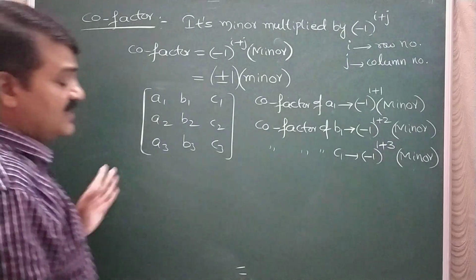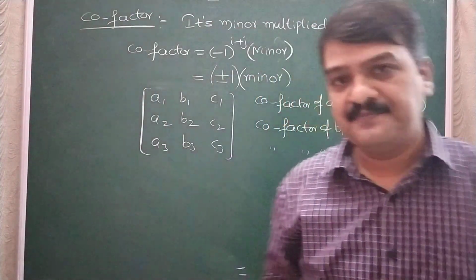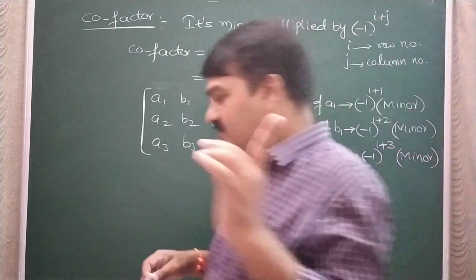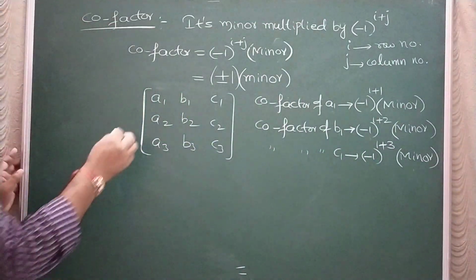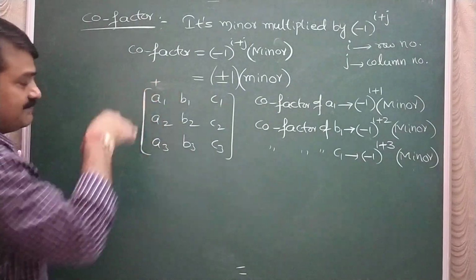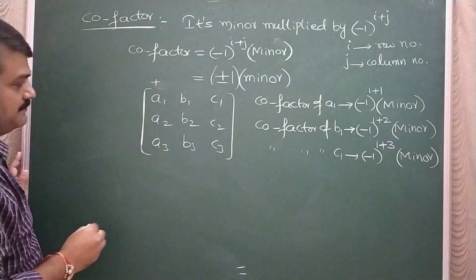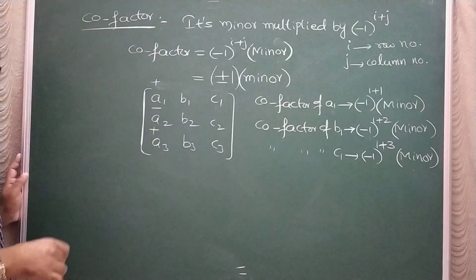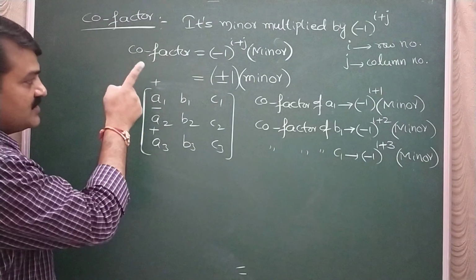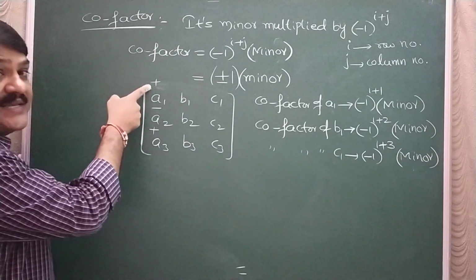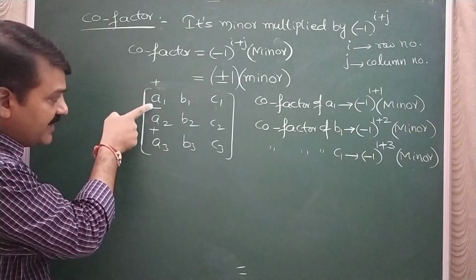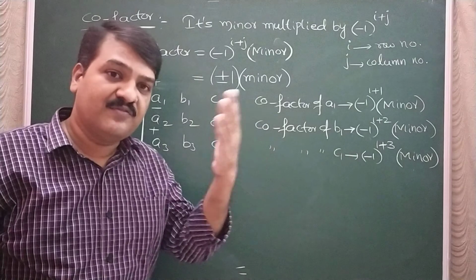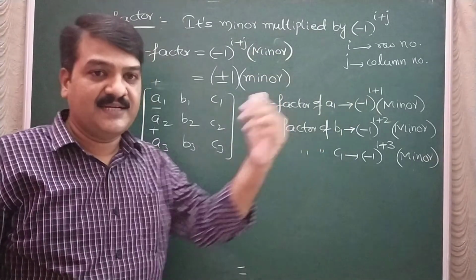The simple technique is, this is generally a 3 by 3 matrix, but for any square matrix, you remember the technique as: you take the first column, start with a plus sign. Alternately you write plus and minus signs. Take the first column, starting with the first element, put a plus sign for the first element. Alternately you write plus and minus. So this applies for 3 by 3, 4 by 4, 5 by 5 matrix like that.